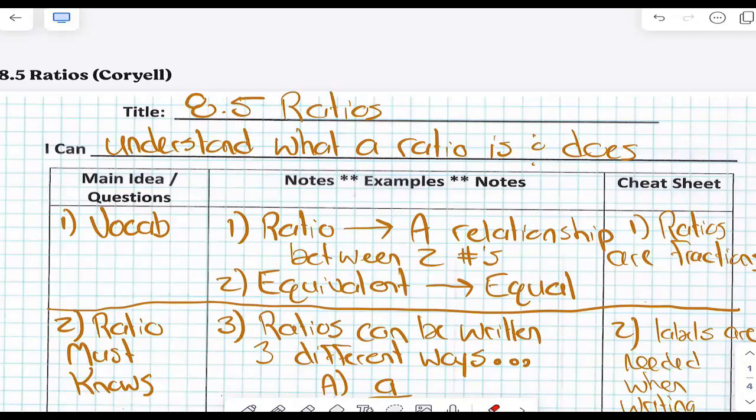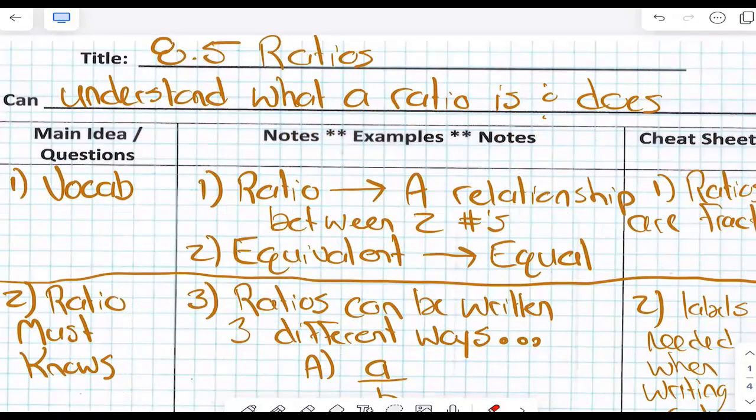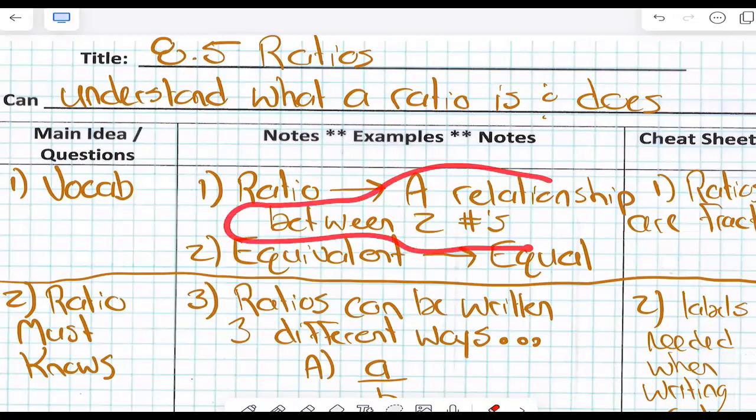Today we went through ratios, 8.5. We skipped through a lot of chapter 8 because we wanted to get to ratios before you get to 6th grade. Do you understand what a ratio is? Do you know what ratios do? Quick question: what is a ratio? A relationship between two numbers.